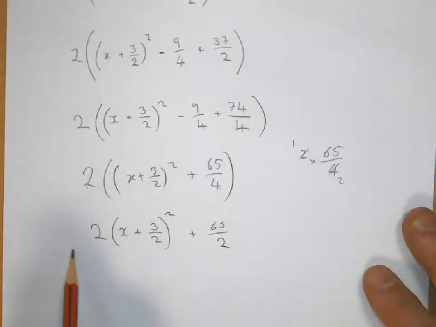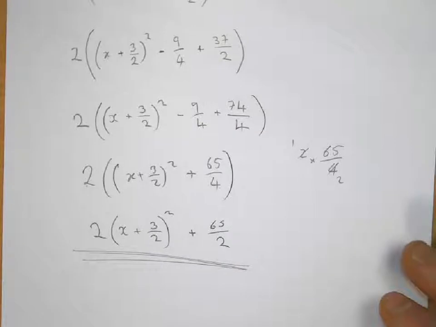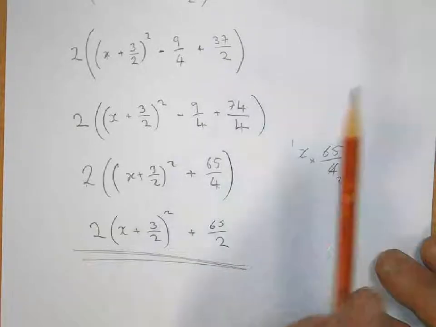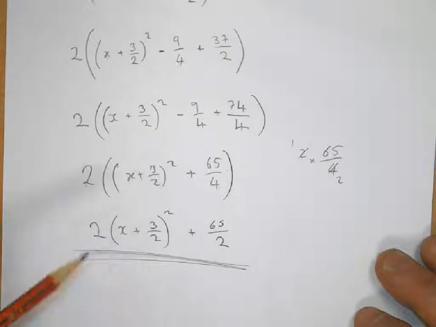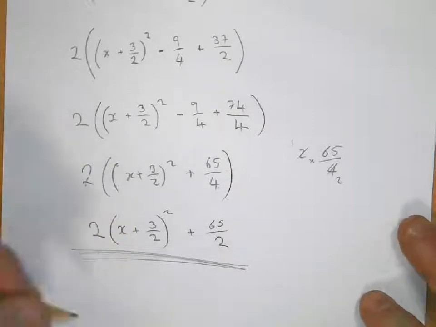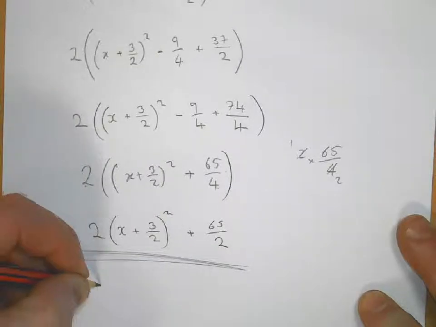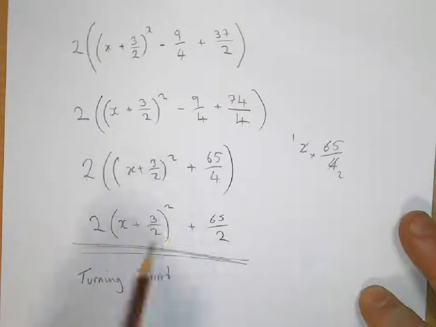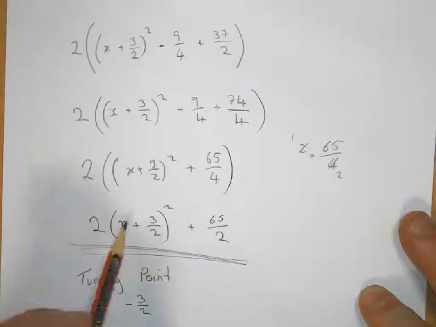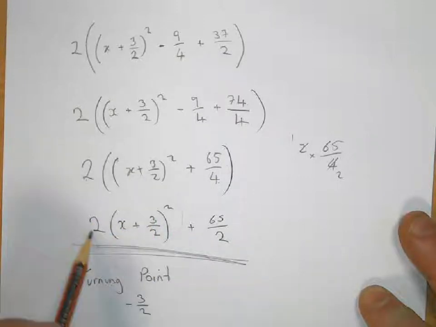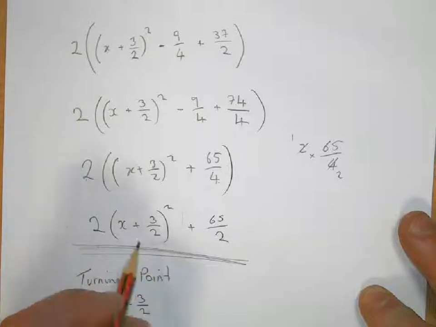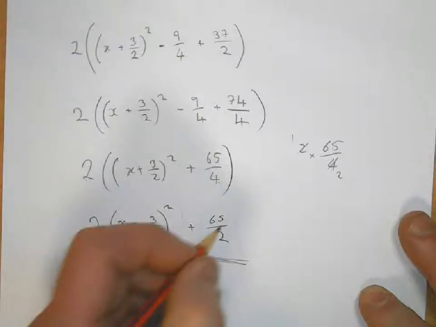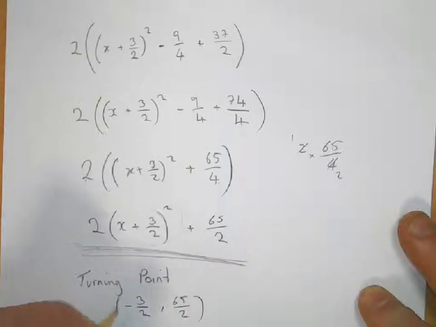So that there is it written out in the completing the square format, and one of the reasons why this is so useful is from here you can easily work out what the turning point is. The turning point of this quadratic is when this part becomes 0, and the only time that part becomes 0 is when x is minus 3 over 2. And when this part is 0, all of this bit here is 0, which means the y value for the turning point is going to be 65 over 2. So it's a very useful way of working out the turning point.